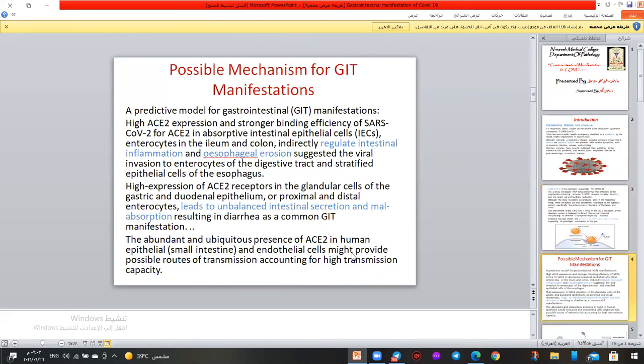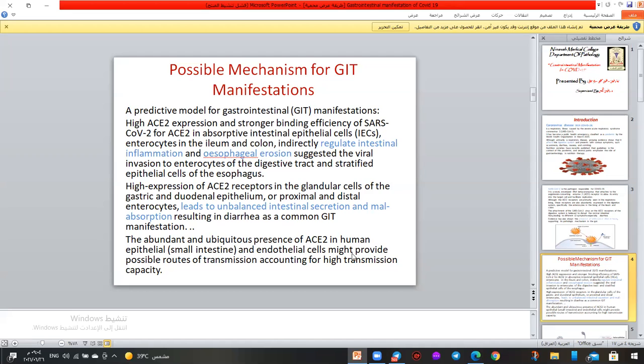Possible mechanism for GIT manifestation, predictive model for gastrointestinal GIT، يعني إنه هاي طريقة محتملة وليست أكيدة، لأنه مثل ما نعرف إنه هذا المرض إلى حد الآن الأبحاث عليه محدودة تقريبا. هاي ACE2 اللي هي الريسبترات expression and stronger binding of SARS-CoV-2 for angiotensin converting enzyme in absorptive intestinal epithelial cell in the ileum and colon. يعني إنه في حال صار أكو high expression يعني كلش راح يصير أكو ارتباطات قوية و stronger binding ما بين ال pathogen of corona وما بين ال angiotensin converting enzyme.